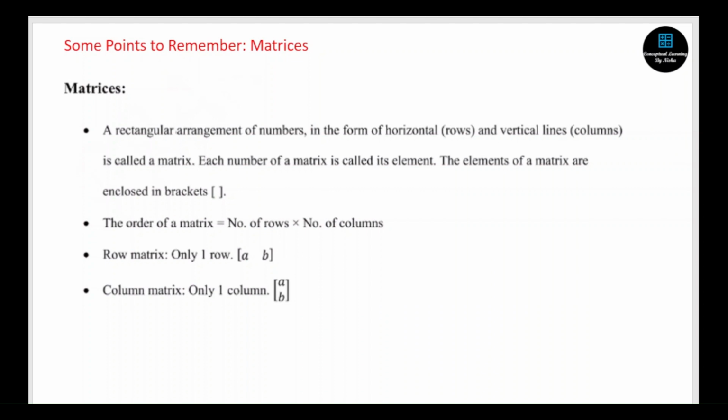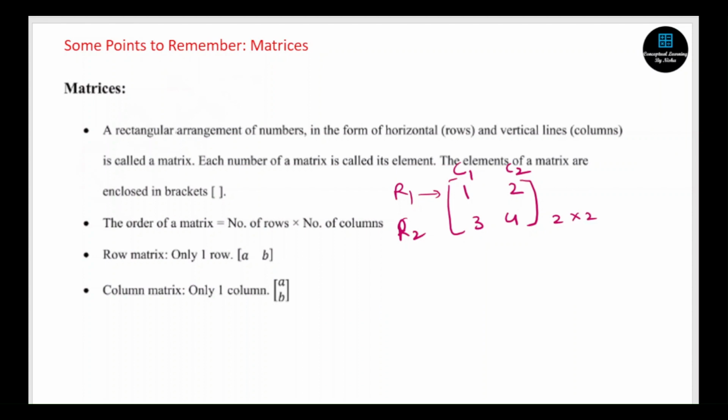So here are some important points. Matrices are nothing but an arrangement of elements. Let's say I have elements 1, 2, 3 and 4. When I write this way in square brackets, it is called a matrix. These are called rows and columns: row 1, row 2, column 1, column 2. There are two rows and two columns here, so it is called a 2 by 2 matrix.